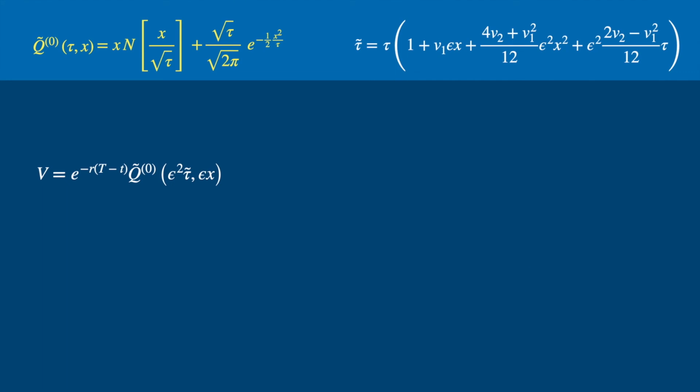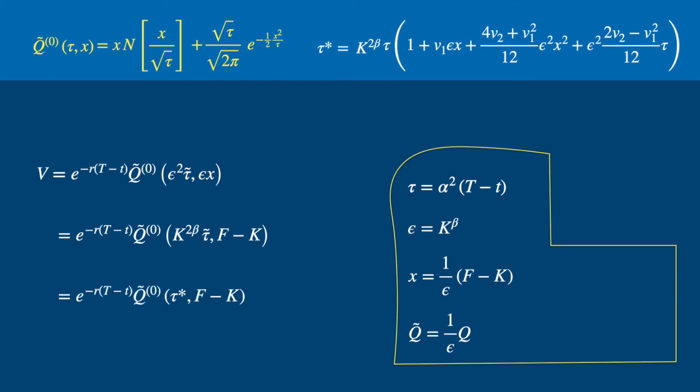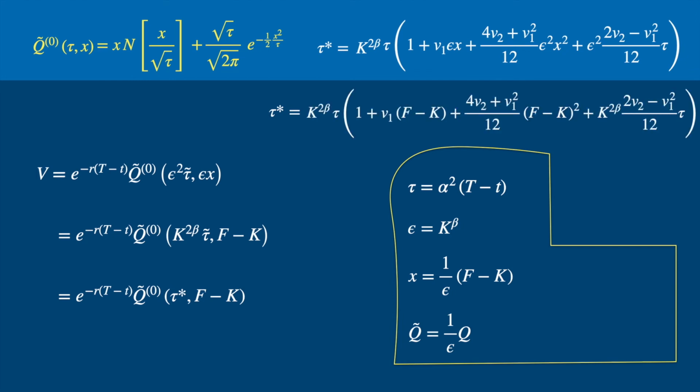Now let's undo the remaining transformations. Remember, we applied this set of transformations. So we replace epsilon by k to the power beta. This is as per the second transformation. And epsilon times x by f minus k. This is as per the third transformation. And let's represent this transformation of tilde tau by tau asterisk. And in this tau asterisk, we also need to replace epsilon and epsilon times x.